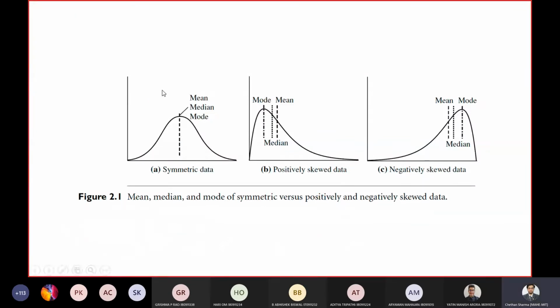There is one more thing which we'll be studying, that is called mid-range. Mean, median, mode, and mid-range. So what do you mean by a mid-range of the data set? Any idea? How to calculate a mid-range? The mid-range of data is the average of the largest value and the smallest value in the data set.